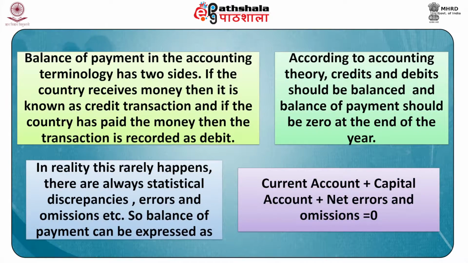So BOP in accounting terminology has two sides. If the country receives money, it is known as a credit transaction, and if the country has paid money, the transaction is recorded as a debit. According to accounting theory, credits and debits should be balanced, and the balance of payment should be zero at the end of the year. In reality, this rarely happens. There are always statistical discrepancies, errors, and omissions. So balance of payment can be expressed as current account plus capital account plus net errors and omissions, which should be equal to zero.